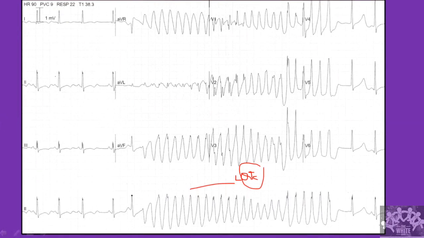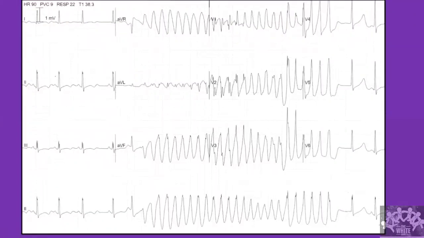Roughly, as we said, the QT should be half of the RR interval. So roughly you draw the RR interval here. What is recommended is that the T wave should end before that. But you see the T wave is almost going till here, so that is why the QT interval is prolonged. When you have QT prolongation, this can be generated. And this is treated with magnesium sulfate.